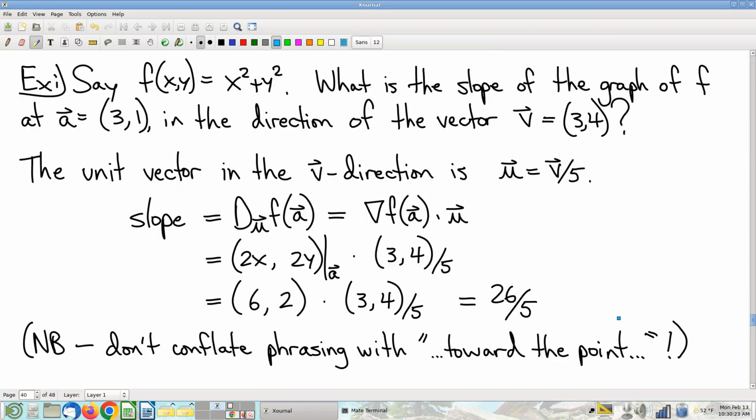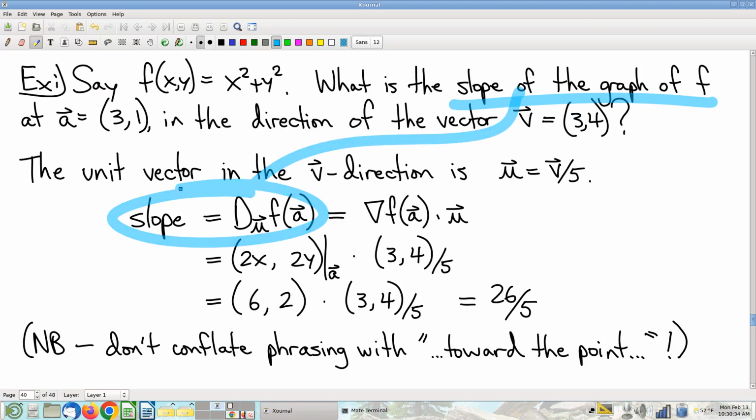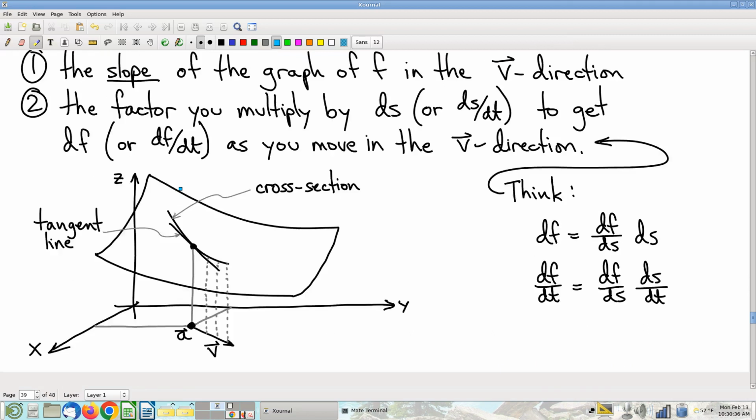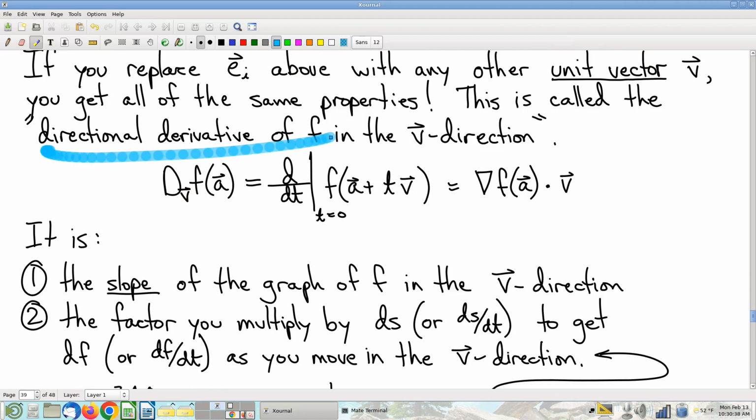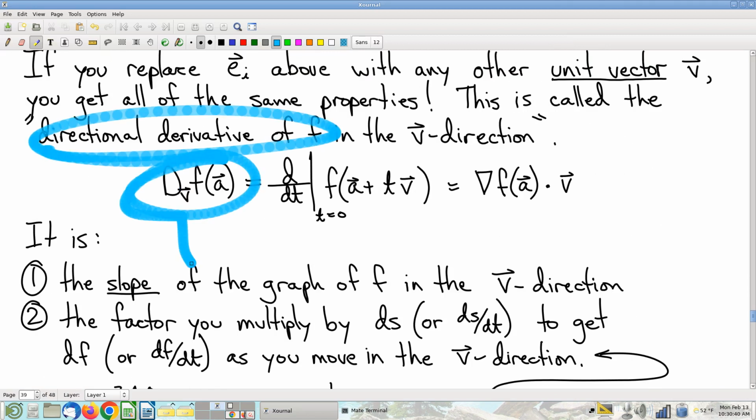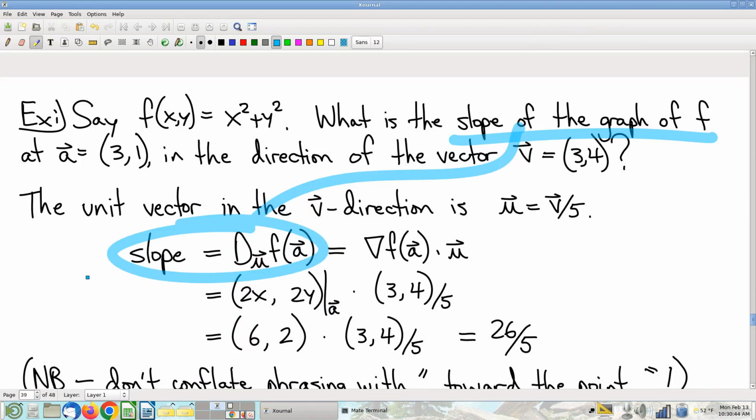Okay, so we got a function. The question asks me for the slope of the graph at a certain point in a certain direction. Slope of the graph, of course, is one of our primary interpretations of the directional derivative. So back up to here. Directional derivative, denoted like so. Slope of the graph. So I want to compute a slope of the graph. I want to compute a directional derivative.